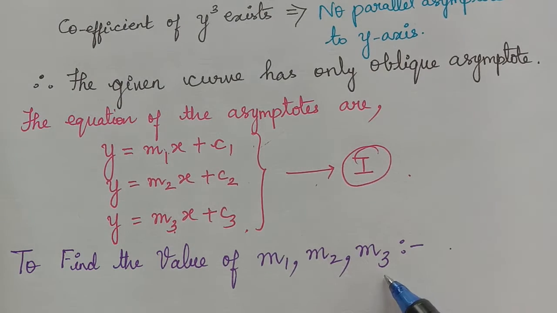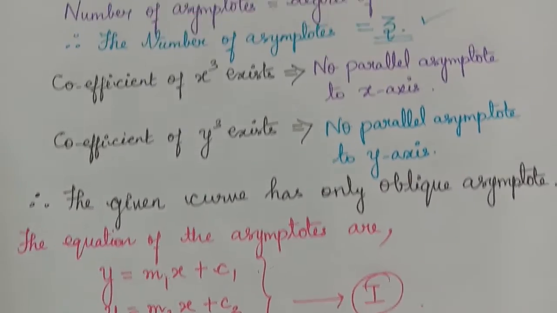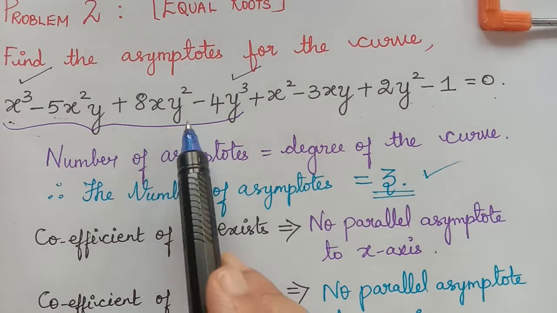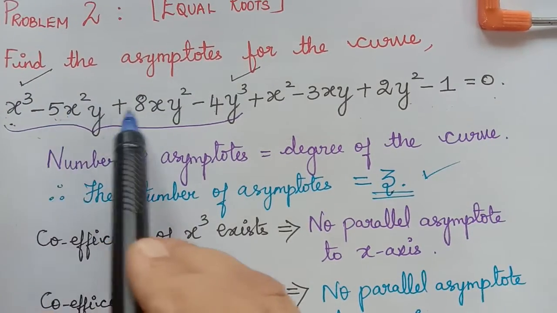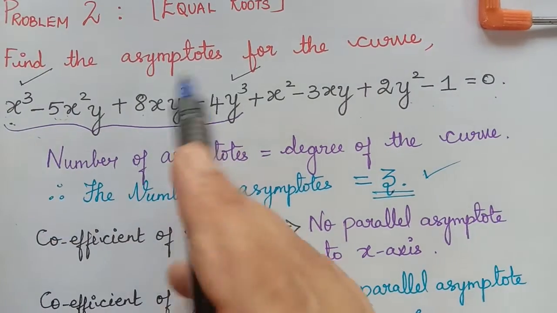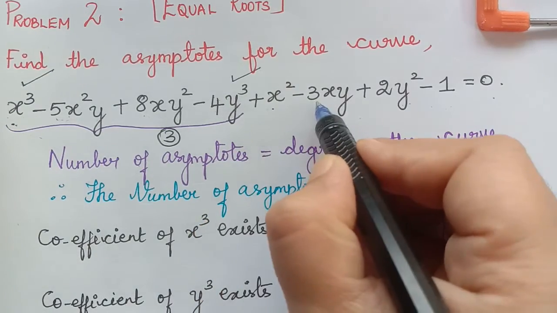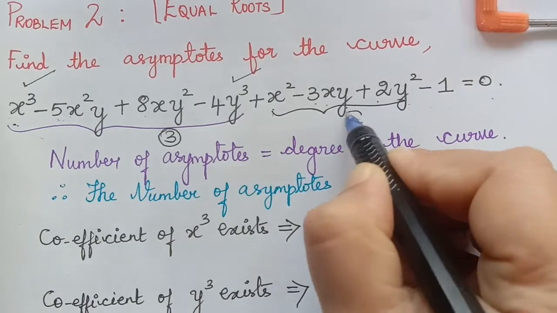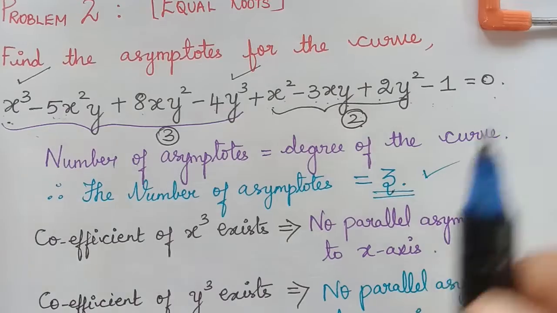So in order to find the values of m1, m2, m3, we have to consider all the terms with the highest degree. That is, we know that the highest degree of the given equation is 3, and we have to consider the terms with power 3. So these are the terms with degree 3. And if you see here, x square, 3xy and 2y square are terms with degree 2. That is, the power of these terms is 2. And this is a constant term.